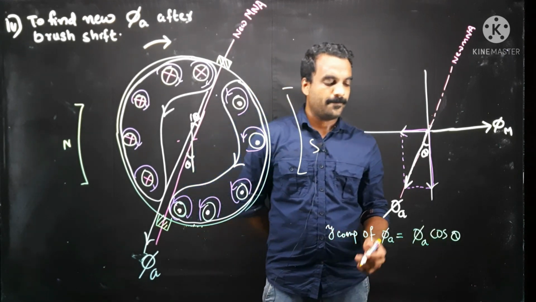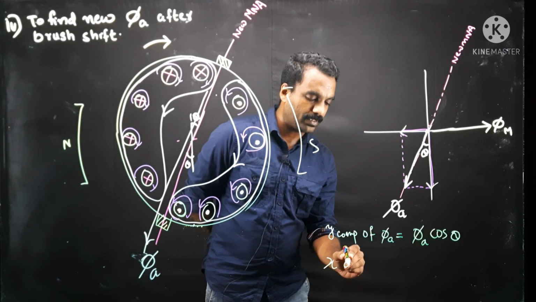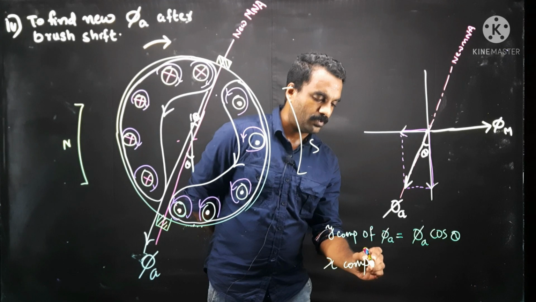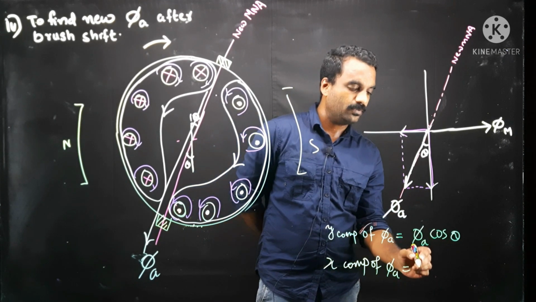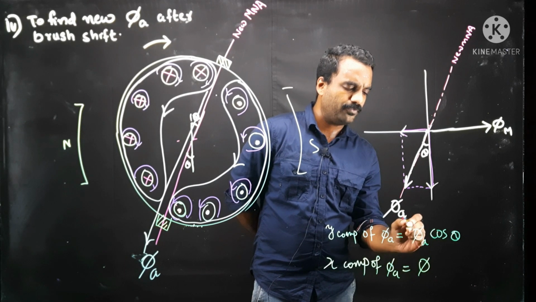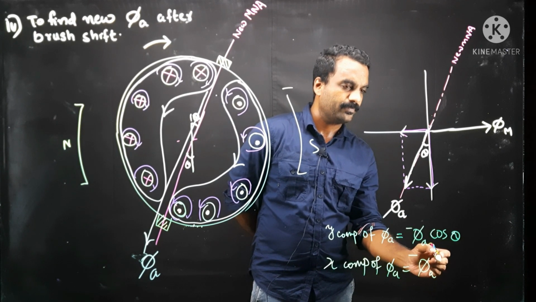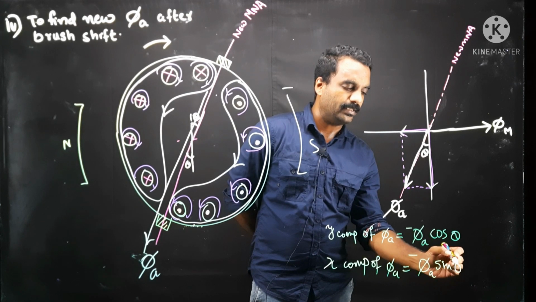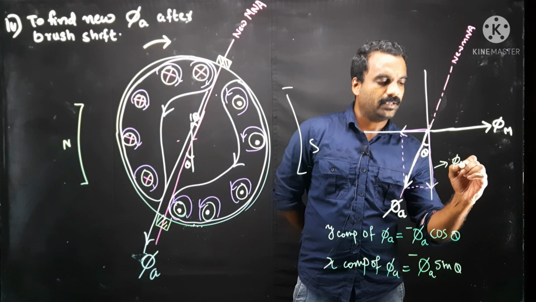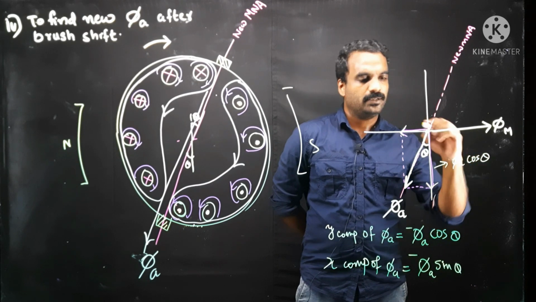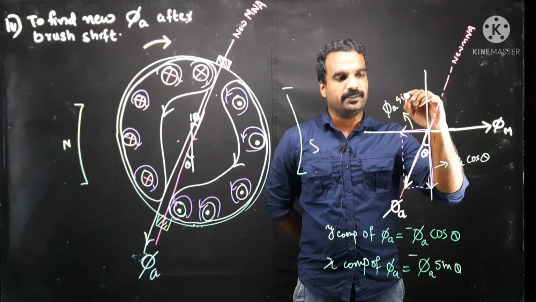And what is the x-axis component? X component of phi A is equal to phi A sin theta. If you need, you can mark negatives also. So, this component is phi A cos theta and this is phi A sin theta.